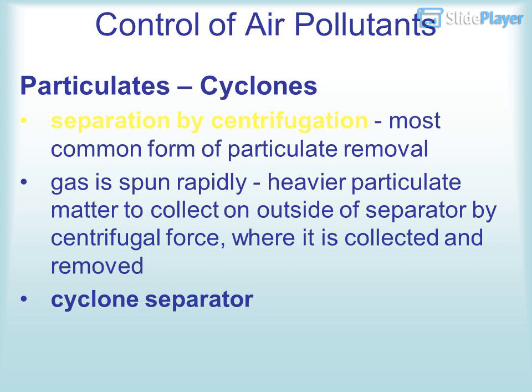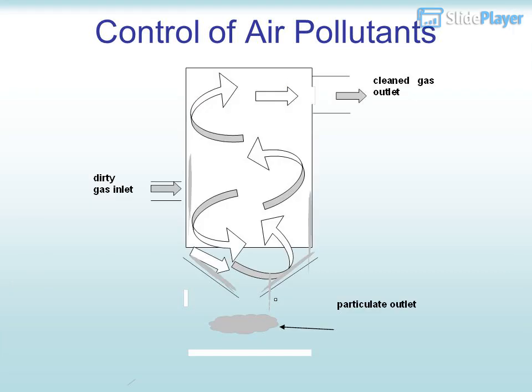Control of air pollutants. Particulates, cyclones. Separation by centrifugation is the most common form of particulate removal. Gas is spun rapidly, causing heavier particulate matter to collect on the outside of the separator by centrifugal force, where it is collected and removed. Cyclone separator.